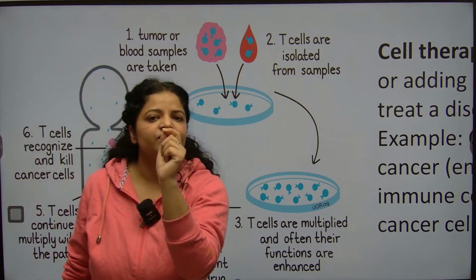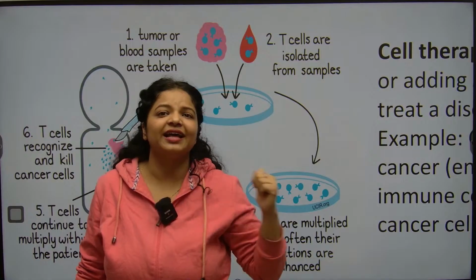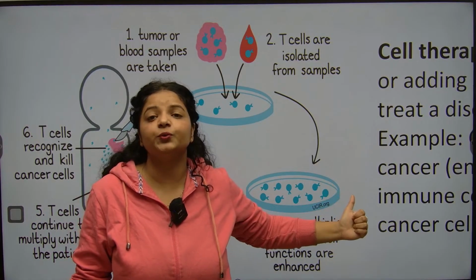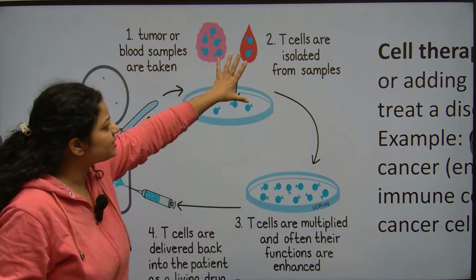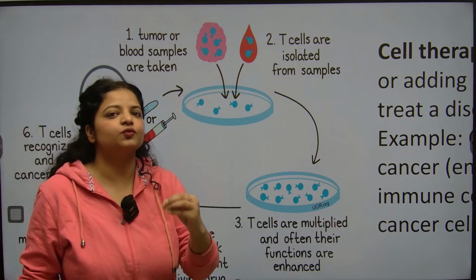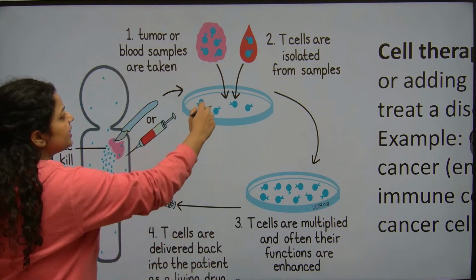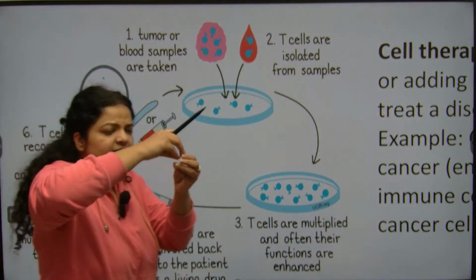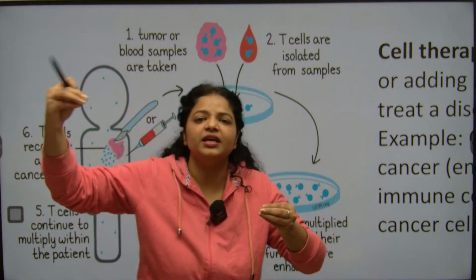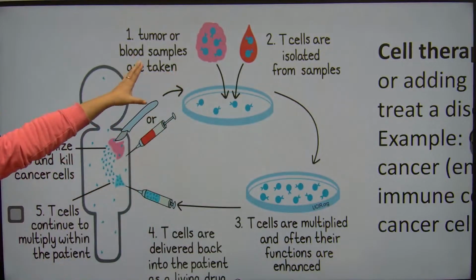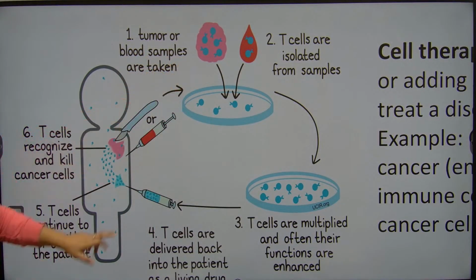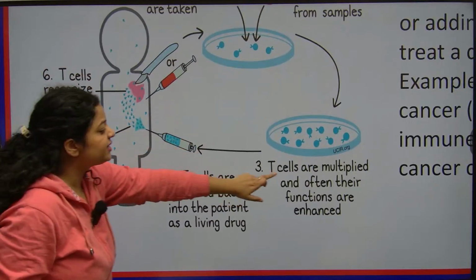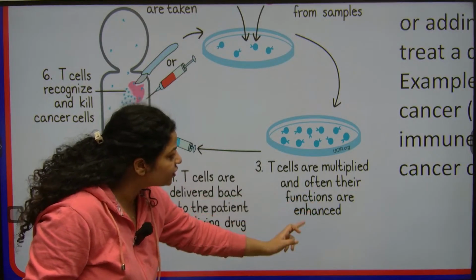T cells are one of the major cells present in the body, and that's why CAR T cell therapy is used for cancer. So there are cells present in the body known as T cells. What will we do in the second step? T cells are isolated from the samples, meaning they have removed the T cells from the tumor and the blood sample which they have taken. Third, T cells are multiplied and often their functions are enhanced.